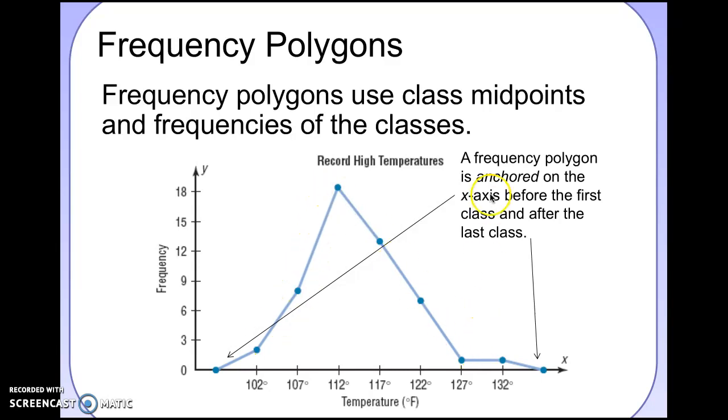Following the data, you can also see that to anchor the polygon, you go to the lowest class limit, which was 100, and you place a dot there at 0, and then the highest class limit was 134, so you put a dot here on the x-axis.